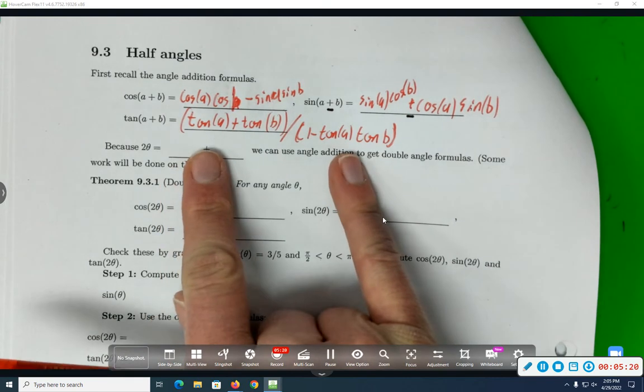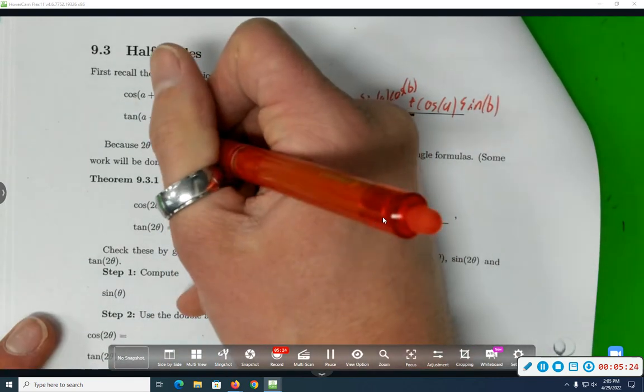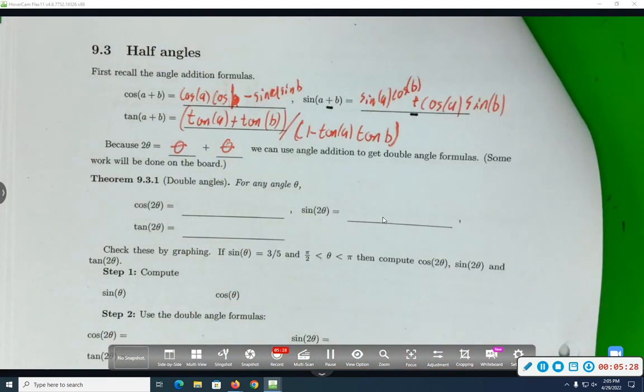So, let's see. Those are the formulas that tell what to do whenever you add 2 things together. Well, there's one interesting instance of adding 2 things together, and that's multiplying a thing by 2. Multiplying a thing by 2 is adding a thing to itself. Out of that, we can get some double angle formulas. And while we did hit those last time, I think I want to hit them again real quick.